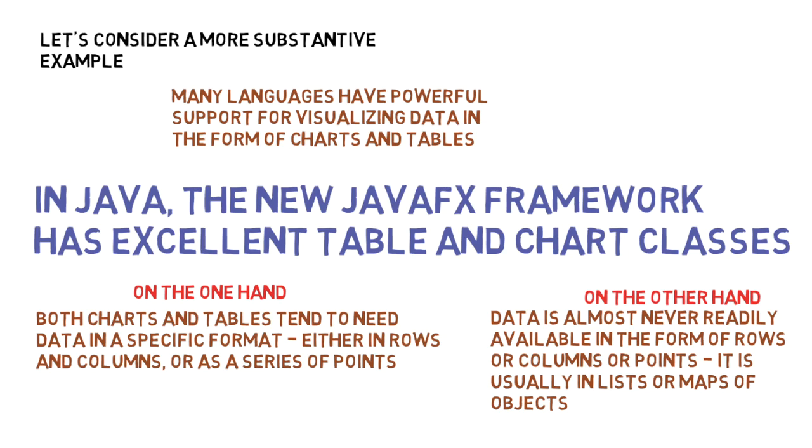What you need this data to be in is in the form of either rows and columns in the case of tables, or as a series of points if you're considering charts. Let's focus on tables for now and see what we need to do to bridge this gap between the data that we have available and the form that it needs to be in to visualize it in the form of tables.